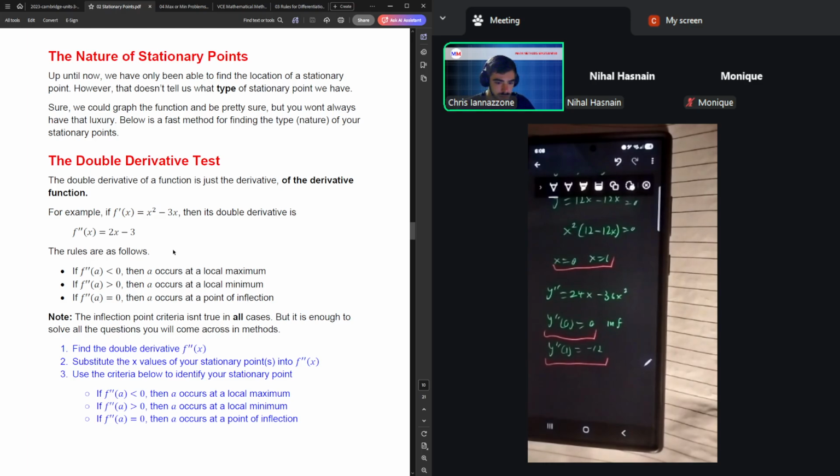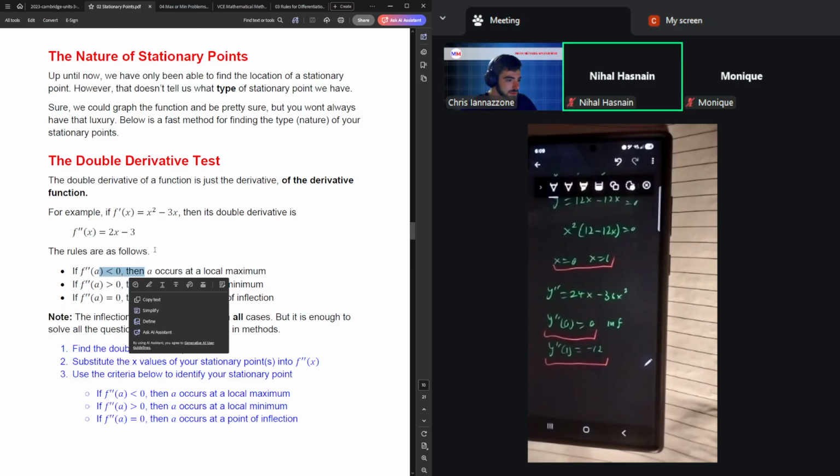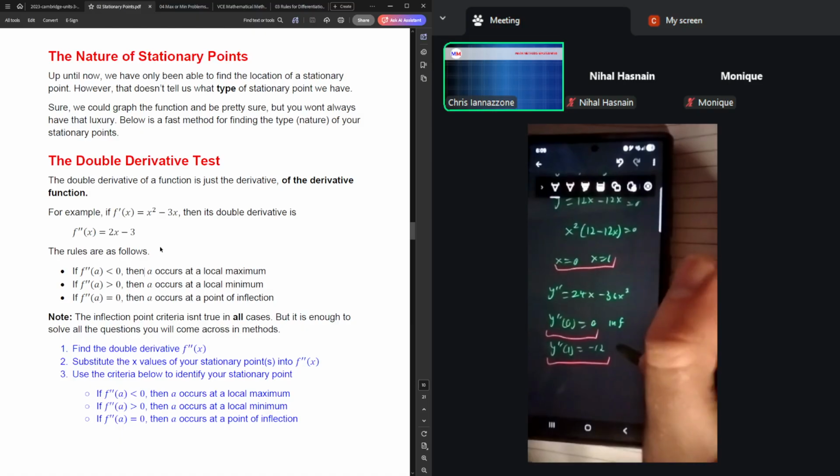The other one gives us negative 12, which therefore means what? The local maximum. Maximum, that's right. It's a number less than 0, so it's going to be the max.